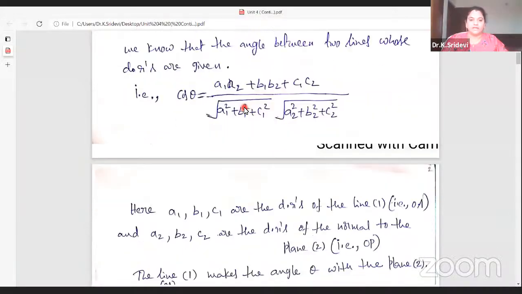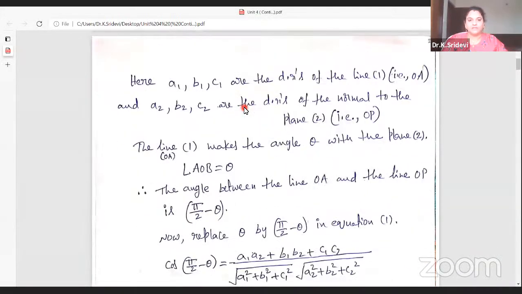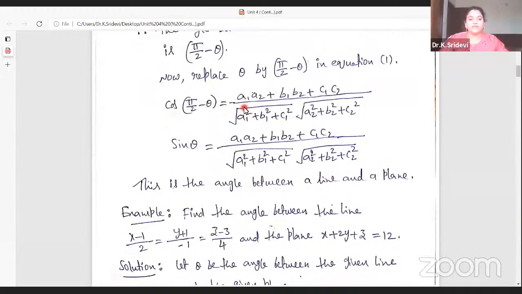Between the given line and the normal to the given plane. So now cos theta, where theta is here pi by 2 minus theta, is equal to (a1 a2 plus b1 b2 plus c1 c2) divided by the square root of (a1 square plus b1 square plus c1 square) and (a2 square plus b2 square plus c2 square). So now cos (90 minus theta) is nothing but sin theta.